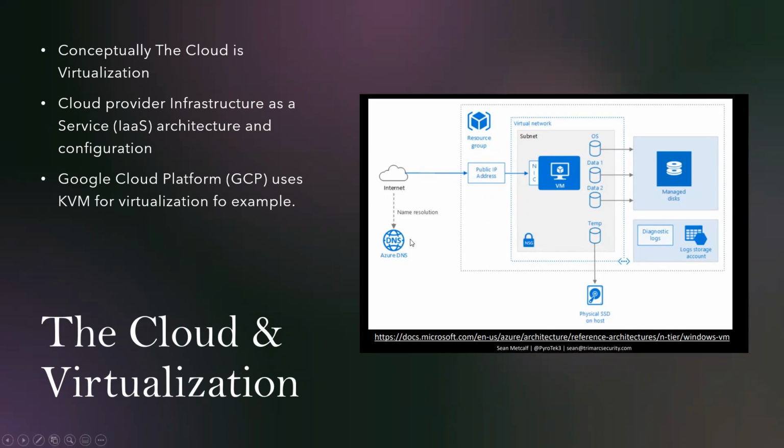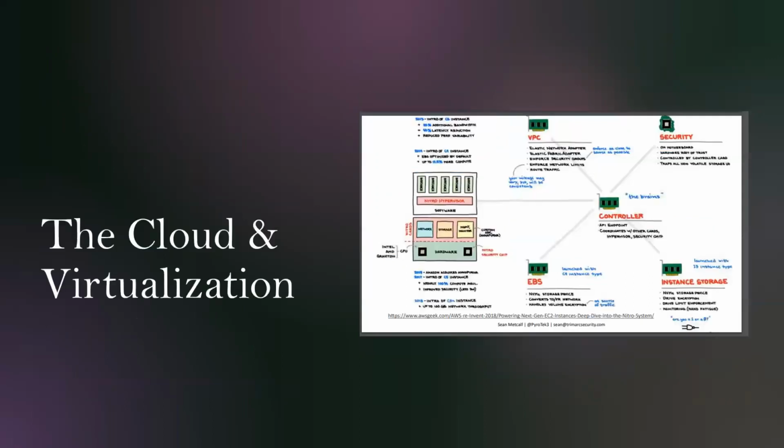So on the internet, we have the DNS here. The DNS gets out from the path and goes to the public IP address in the resource group, subnet, and virtualization network here, a physical SSD or on host. The cloud and virtualization is a very vast, very large concept, like I just said in the past slide. So let's continue. The cloud and virtualization.